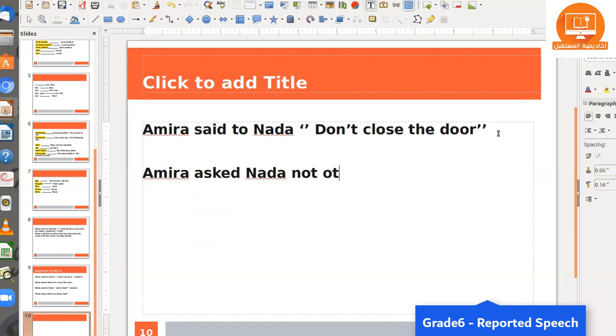Not to. Yeah, I will remove don't. Yes. And quotation mark. And quotation mark. Not to close the door.